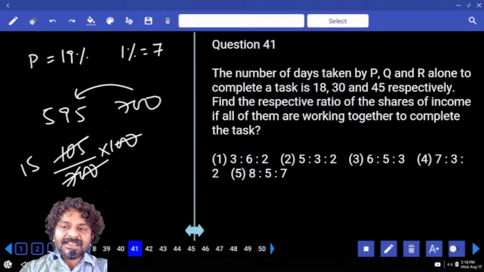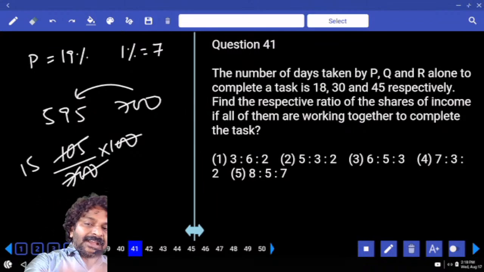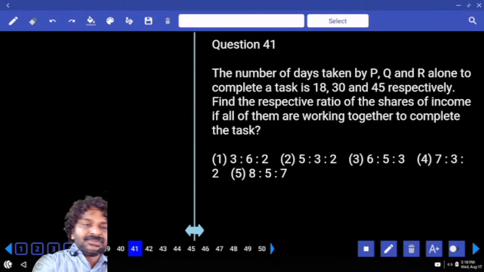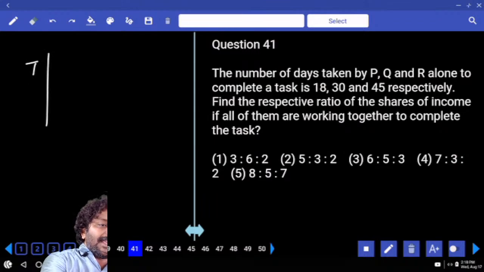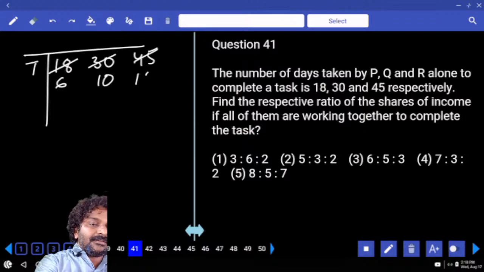The number of days taken by P, Q, R alone to complete a task is 18, 30, 45 respectively. Find the respective ratio of shares of income if all of them work together to complete the task. Okay, right. So now we can calculate the time ratio. How much is the time ratio? 18, 30, 45. Cancellation with 3: 6, 10, 15.